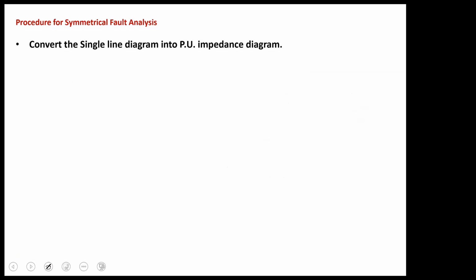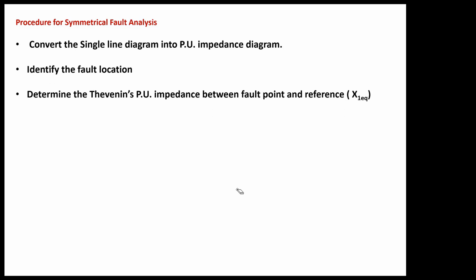Next, the procedure to carry out the symmetrical fault analysis. The first step is to convert the single line diagram into per unit impedance diagram. That is the first step. Okay. The second step is to identify the location of fault in the per unit impedance diagram.